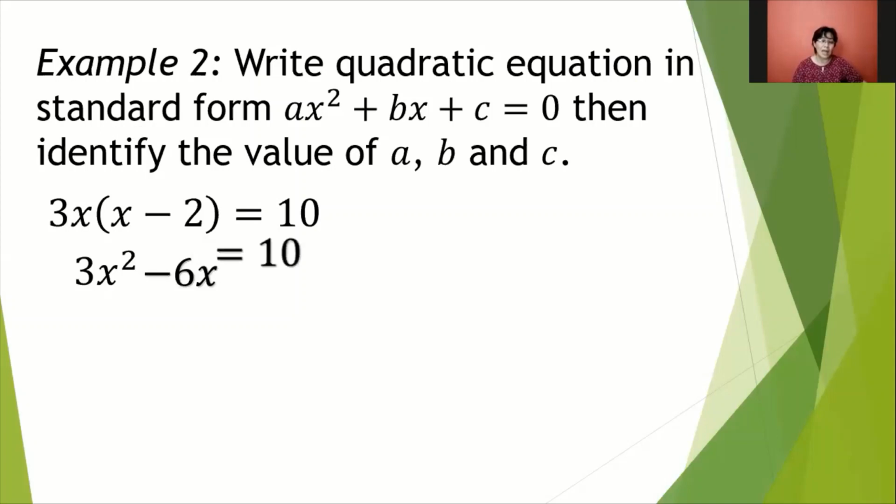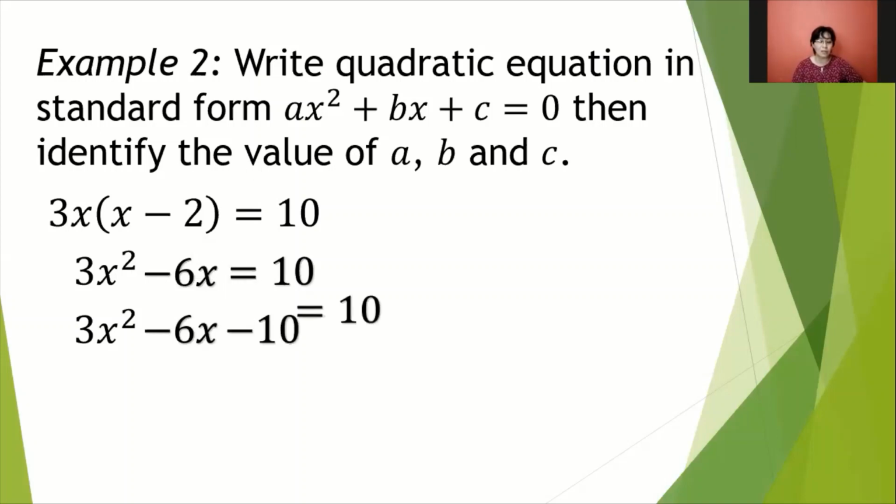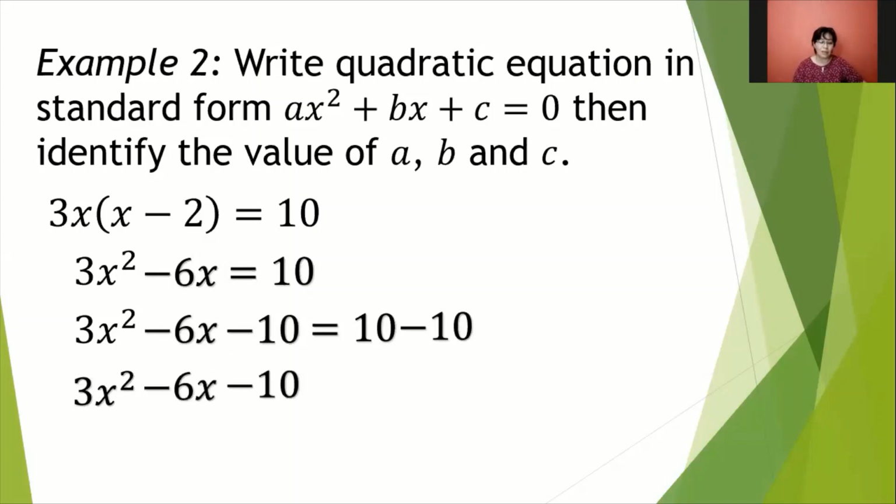Using the axiom of subtraction, it is 3x squared minus 6x minus 10 is equal to 10 minus 10. And obviously, 10 minus 10 is equal to 0. There are some cases where some students shortcut it. Okay, it's okay if you really identify the values. It's okay for me if you really know the values. Okay, and the final answer is 3x squared minus 6x minus 10 is equal to 0.